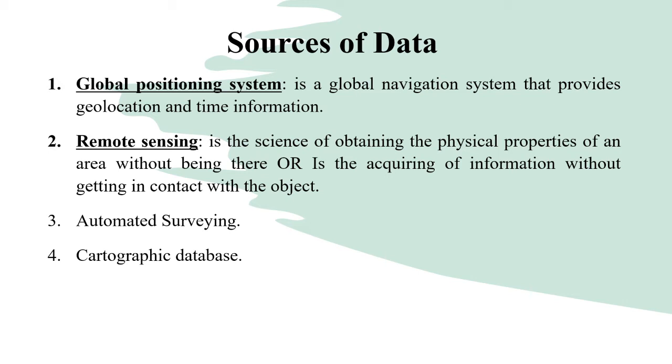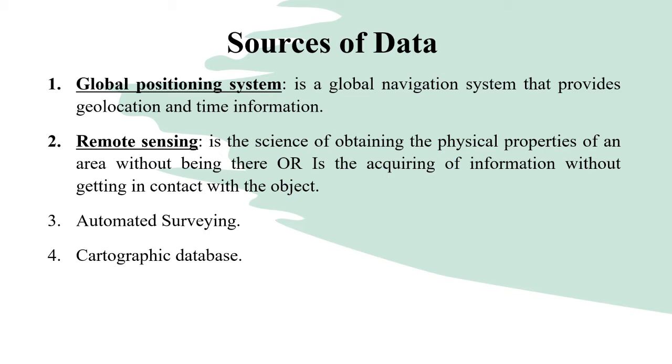And remote sensing is the science of obtaining the physical properties of an area without being there. GIS helps you to get information about a particular location, a place, or an object without you really getting in contact with that object, without you coming physically or one-on-one to that object. That is what remote sensing does, and it is also one of the sources of data.